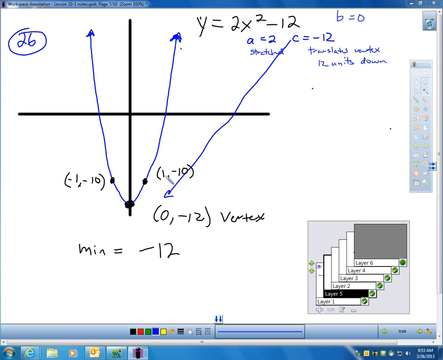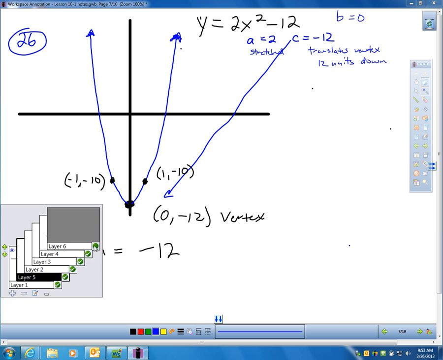Now, do you remember from earlier in the video, if you plug in 1 and get negative 10, when you plug in negative 1 and square it, you get 1 again. 2 times 1 is 2, minus 12. You're still going to get negative 10. Remember, whatever you plug in for the positive value, it will reflect for the negative value. So you don't even really have to overwork that. This is definitely opening up because A is positive, and this parabola has a minimum value of negative 12.